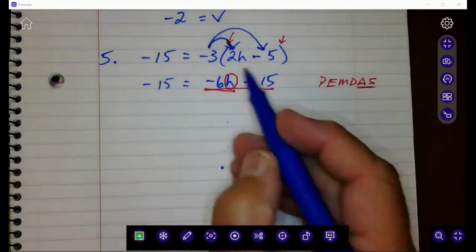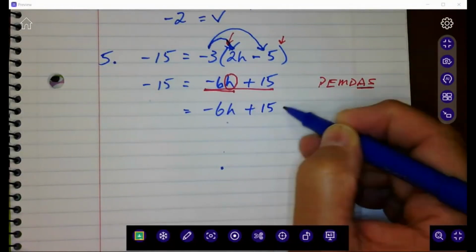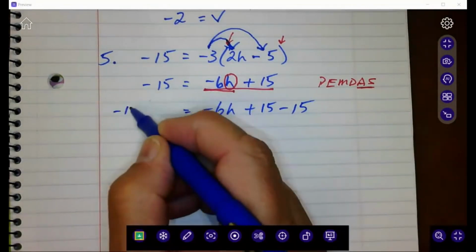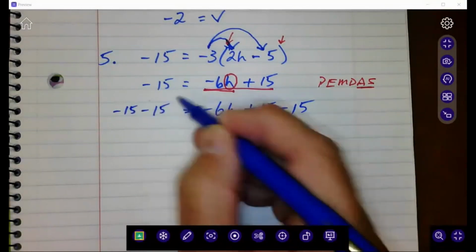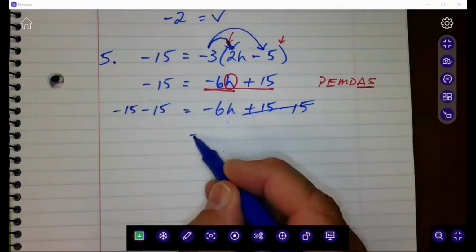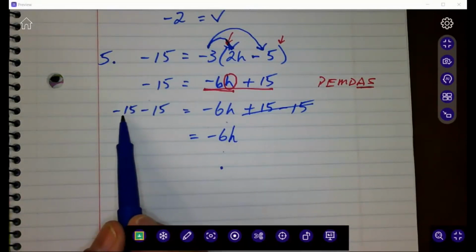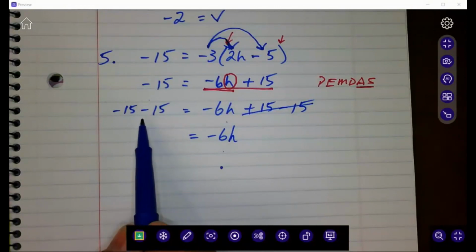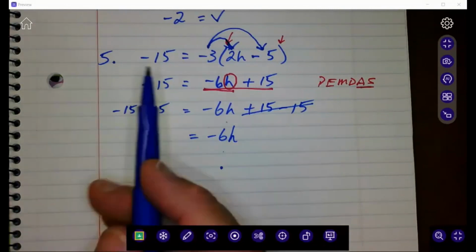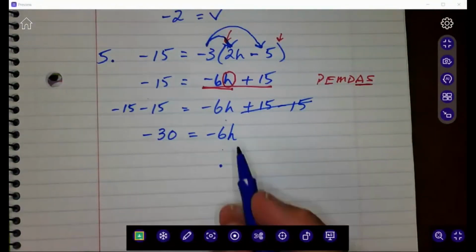Okay. Yes. We have -6h plus 15. We need to get rid of this by subtracting 15. If we do that on this side, then we have -15 minus 15. Over here, the 15s cancel out, and we get -6h. And then we need to add -15 and another -15. So we have -15 and -15. That gives us -30. And I'll go ahead and finish us out.